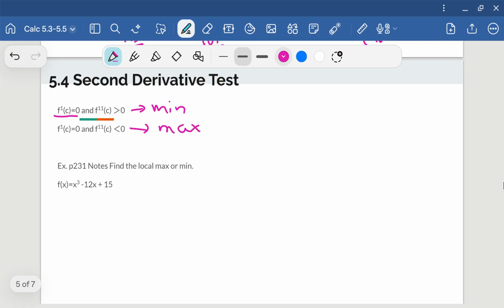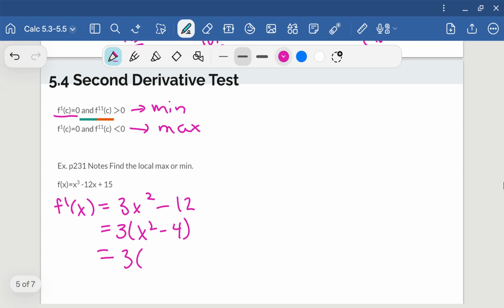So if I look at this page here, and this is just from your notes on page 231, I would take my first derivative and find my critical numbers. So we'll have 3x squared minus 12. And then I'd factor this, and I'd end up getting 3 times x squared minus 4, recognizing it's a difference of squares. So I'll have 3 times x minus 2 times x plus 2. So my critical numbers are going to be positive and negative 2.